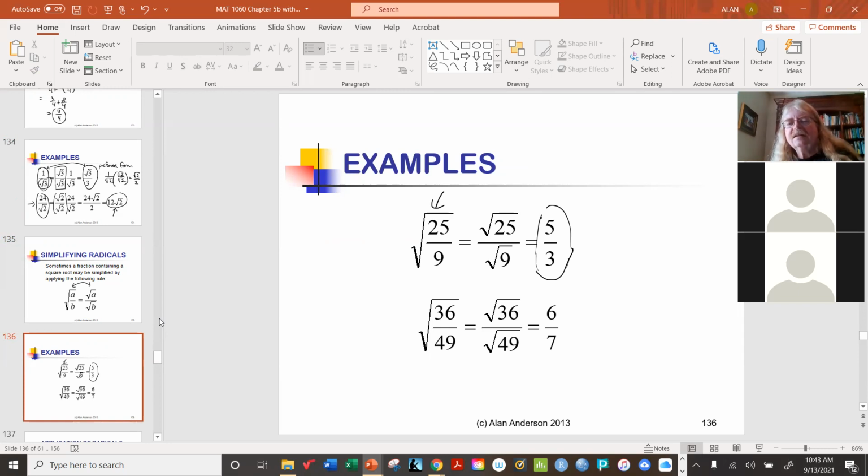That's 5/3. Yeah, that's pretty straightforward. Radical 25 over 9, that's a little bit tricky. And then you can see another one here, radical 36 over radical 49. I break it up into two pieces, and I have 6/7 as my solution. So I think you'll all agree.